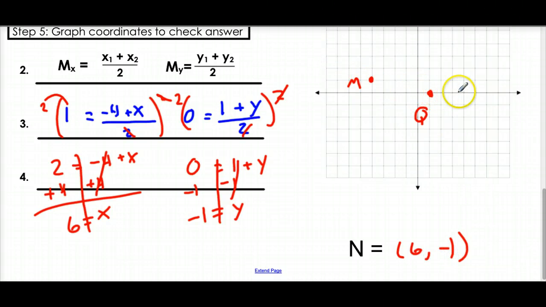1, 2, 3, 4, 5, 6. Negative 1 right here. Oh my gosh. Look at that. That looks to be just in the middle again. Formula worked. We are geniuses.